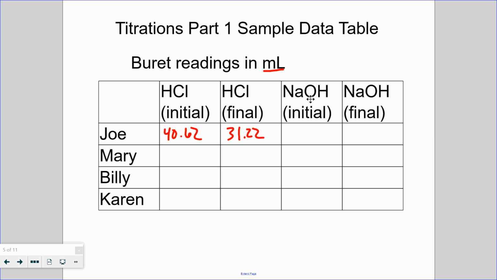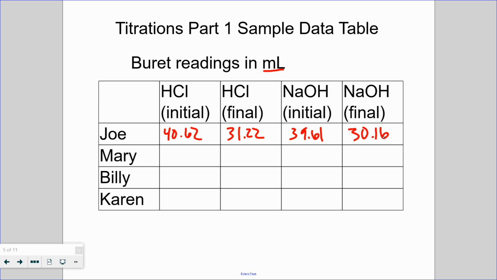And Joe's initial NaOH, before they started adding any into here, was 39.61 milliliters. And Joe's final NaOH, after we reach the equivalence point, is, let's say, 30.16. Okay, so this is Joe's data, and what we can do is use that to figure out the concentration of the HCl.